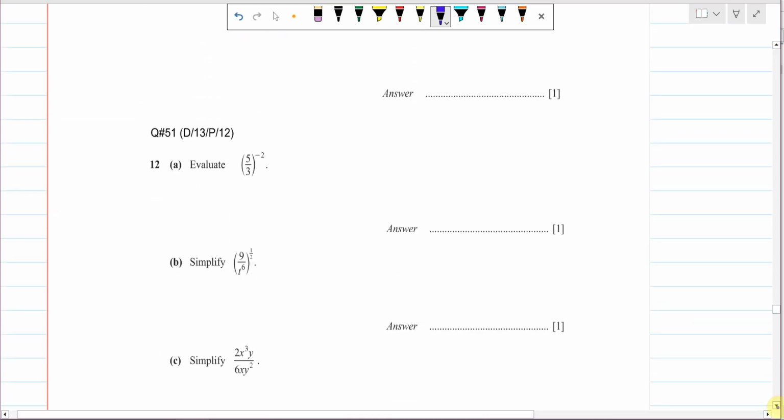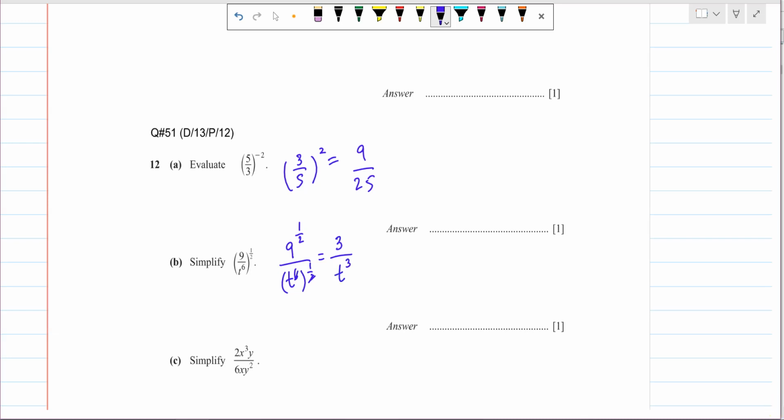5 upon 3 power minus 2, it will be 3 upon 5 with the power 2 and that is 9 over 25. 9 upon t power 6 power 1 upon 2. So it will be 9 power 1 upon 2 divided by t power 6 whole power 1 upon 2. 9 power 1 upon 2 is 3 and 2, t power cube. 2 1s are 2 and 2 3s are 6.